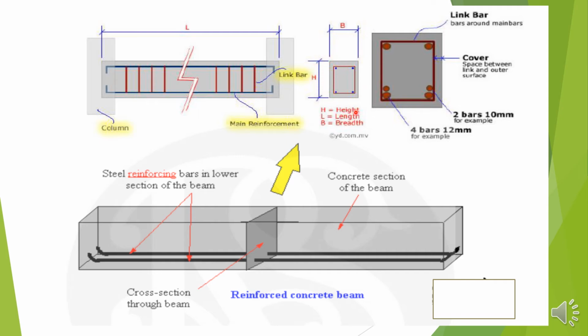Here in this cross section, h is equal to height, L is equal to length, B is equal to breadth. Link bars. The link bar is generally provided around the bars, with cover space between the link and the outer surface. For example, 2 bars of 10 dia and 4 bars of 12 dia.